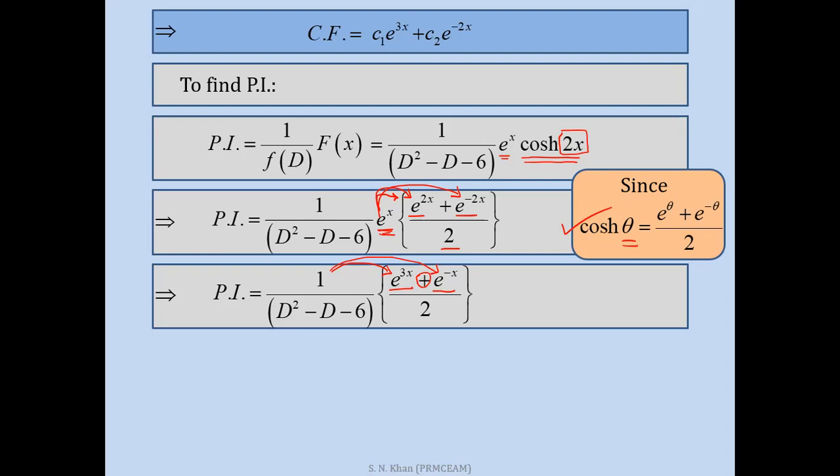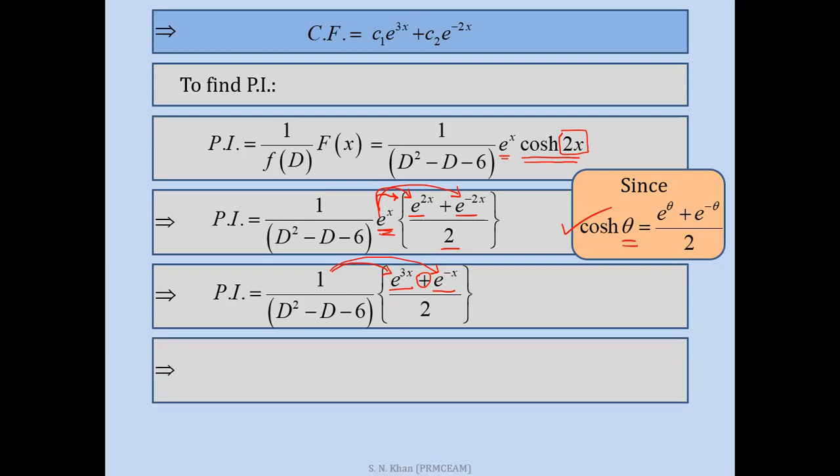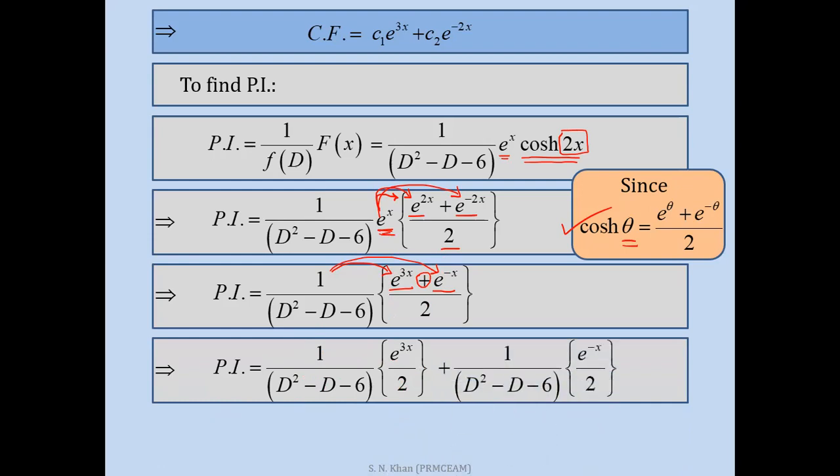सो सेपरेटिंग दिस फंक्शन फ्रॉम दिस प्लस साइन, सो 1 बाय 2 इट विल बी कॉमन इन फर्स्ट टर्म एज वेल एज सेकंड टर्म. सो पी आई विल बिकम 1 अपॉन डी स्क्वायर माइनस डी माइनस 6 ऑपरेटिंग ऑन ई टू द पावर थ्राइस एक्स अपॉन 2. ये हो जाएगा फर्स्ट टर्म. पी आई इक्वल्स टू 1 अपॉन डी स्क्वायर माइनस डी माइनस 6 ऑपरेटिंग ऑन ई टू द पावर थ्राइस एक्स अपॉन 2. And then plus second term, 1 upon d square minus d minus 6 operating on e to the power minus x upon 2.